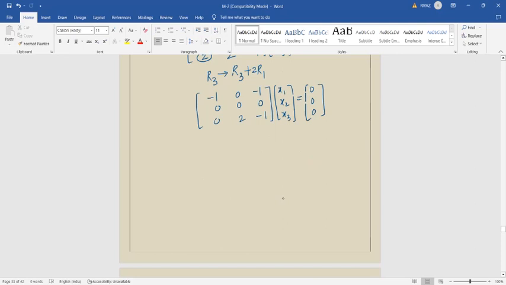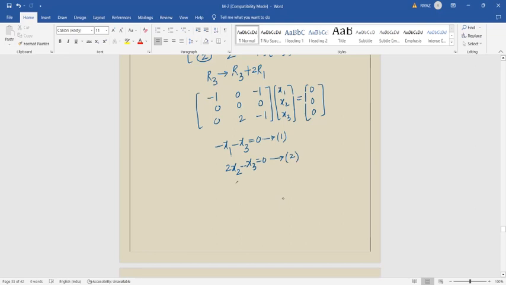If you simplify, minus x1 minus x3 is equal to 0 is the first equation. This is equation number 1. In the second row we don't get anything. Third is 2x2 minus x3 is equal to 0. This is the second equation. So we should solve these two equations.